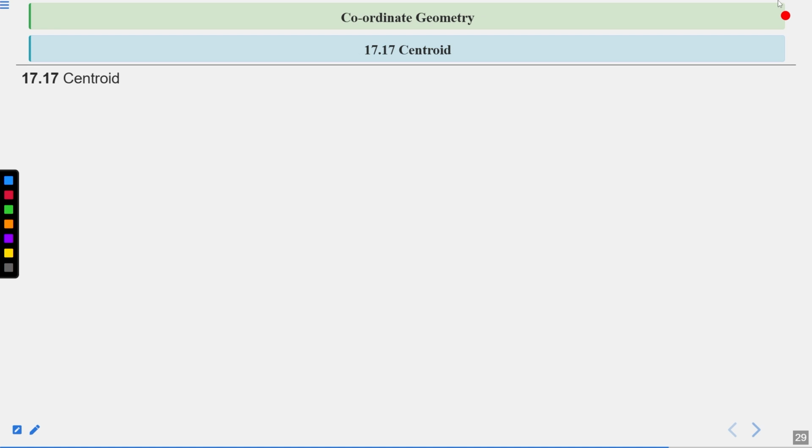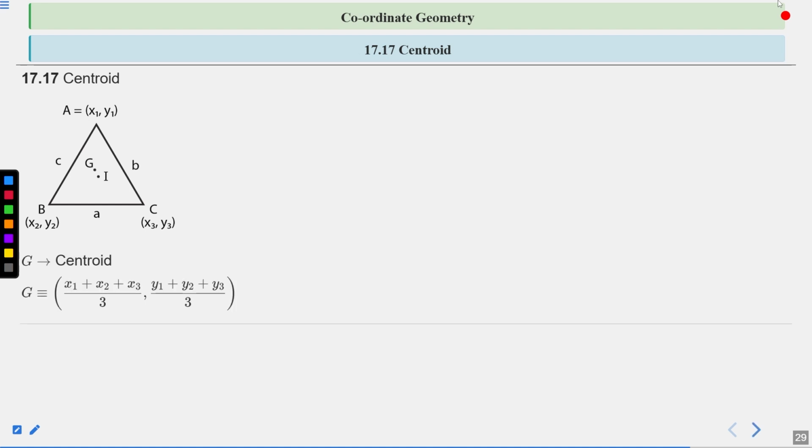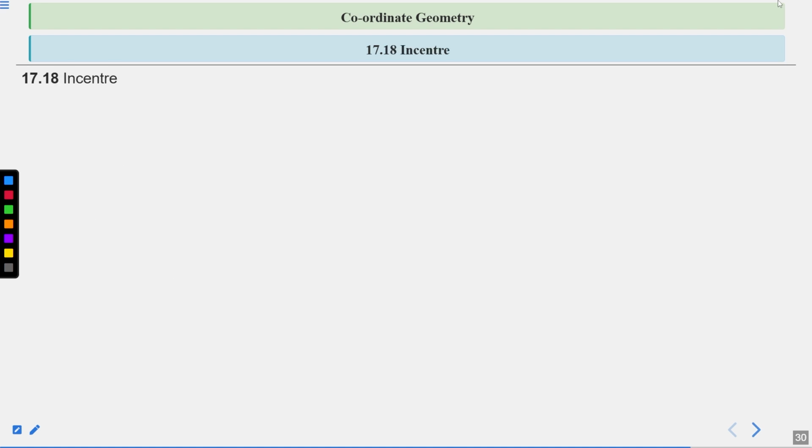Now we need to calculate the centroid in a triangle. So the diagram is that, centroid G becomes G equals, in the bracket, x1 plus x2 plus x3 by 3, comma, y coordinate becomes y1 plus y2 plus y3 by 3. We get the coordinate of centroid of a triangle.